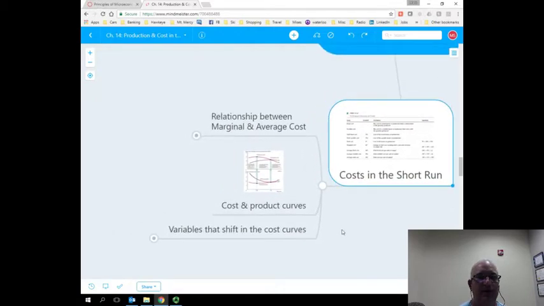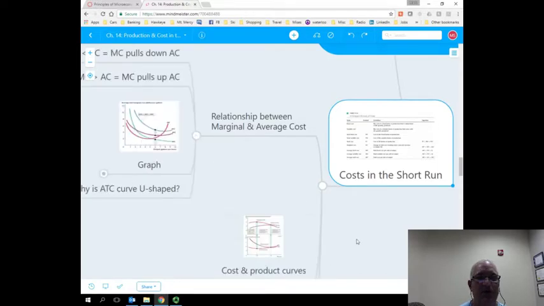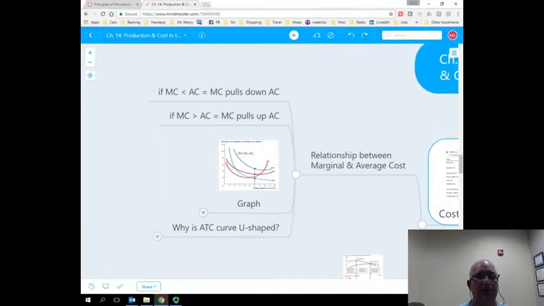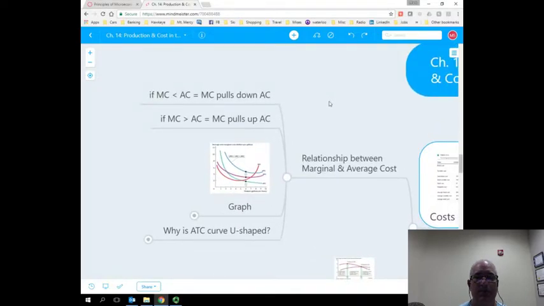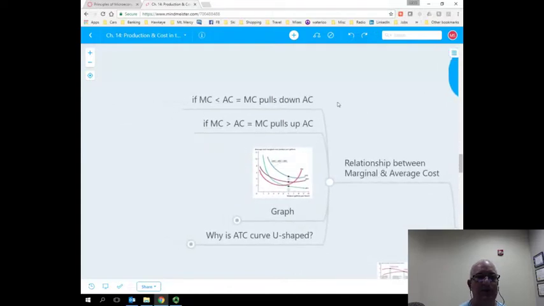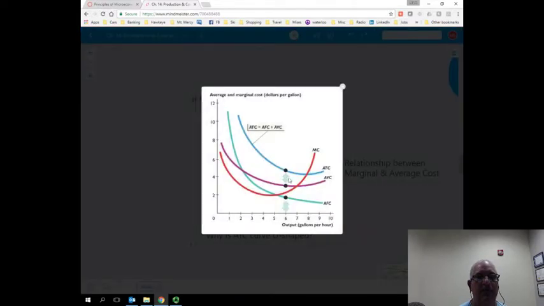Costs in the short run. First thing we're going to look at is the relationship between average and marginal costs. Okay. If marginal cost is less than average cost, marginal cost pulls down the average cost. If marginal cost is greater than average cost, marginal cost pulls up average cost. So the inverse happens.